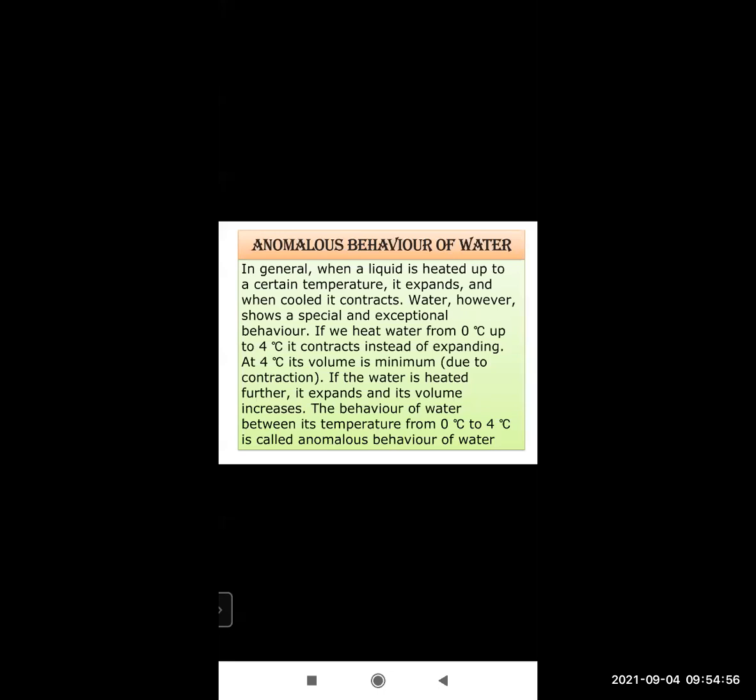Understand this point, because from this point only we are going to see the next point, which is very important, that is Hope's apparatus. A very important point it is. So what is the definition for anomalous behavior of water? The behavior of water between its temperature from 0 degrees Celsius to 4 degrees Celsius is called anomalous behavior of water. Right? I will just say one example.